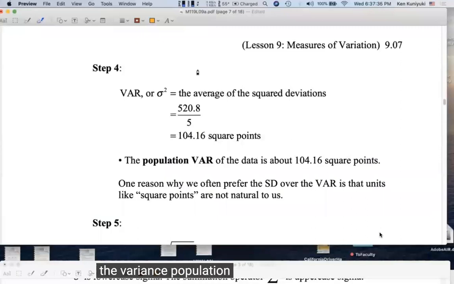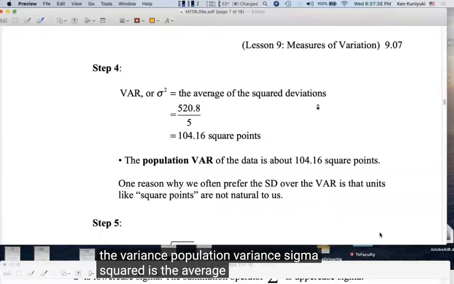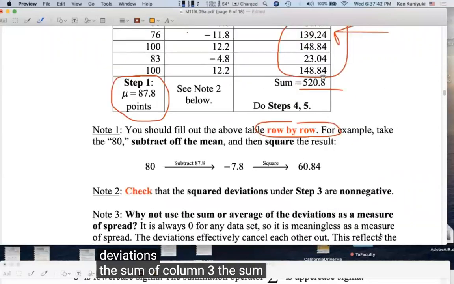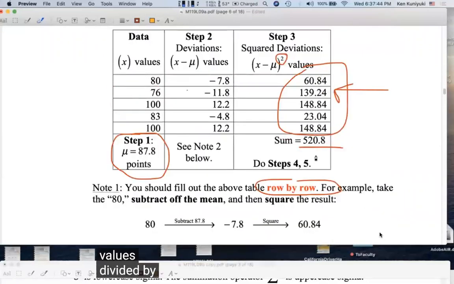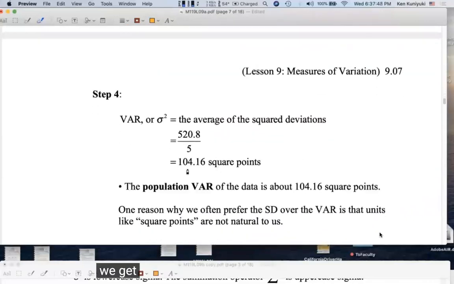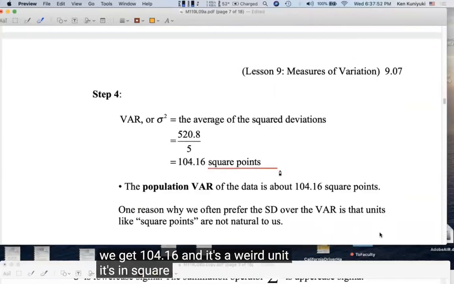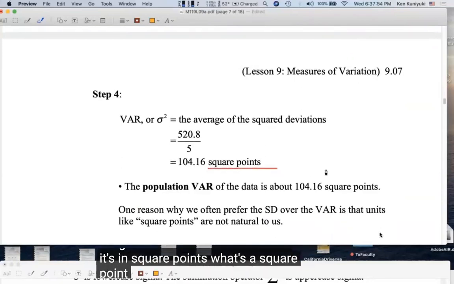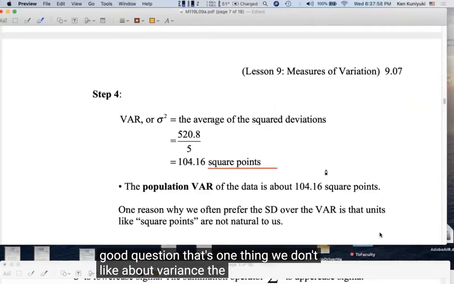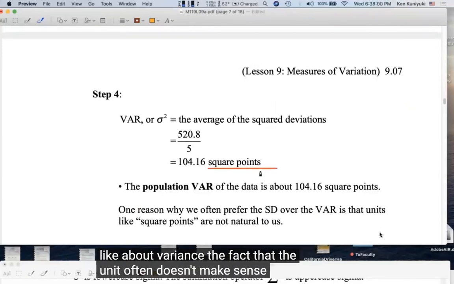The population variance, sigma squared, is the average of the squared deviations: the sum of column 3, the sum of these values, divided by 5. We get 104.16, and it's a weird unit. It's in square points. What's a square point? Good question. That's one thing we don't like about variance, the fact that the unit often doesn't make sense.